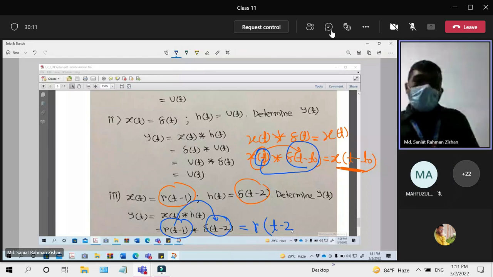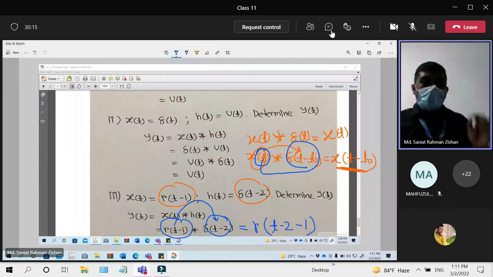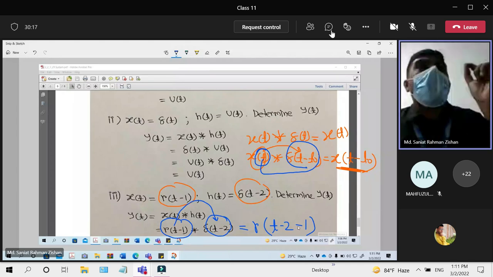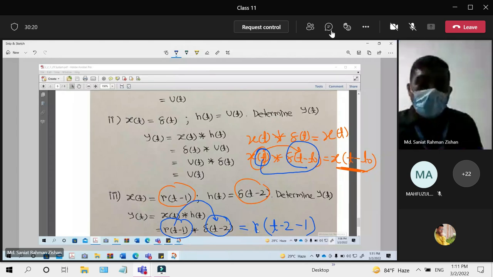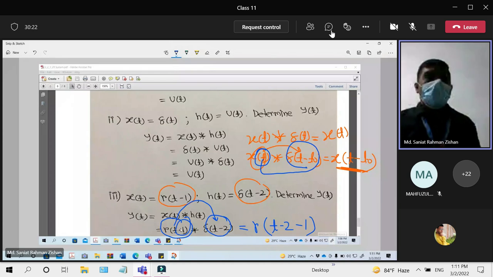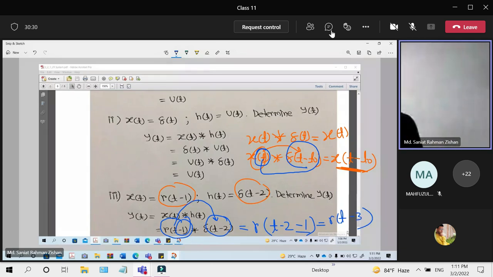-1. Very good. That should be -1. Why -1? Because t will be replaced by t - t naught. This -1 is constant. It will remain as -1. Then my answer will become R(t - 3), whatever it is. But try to understand the change. R(t - 1) convolution delta(t - 2).